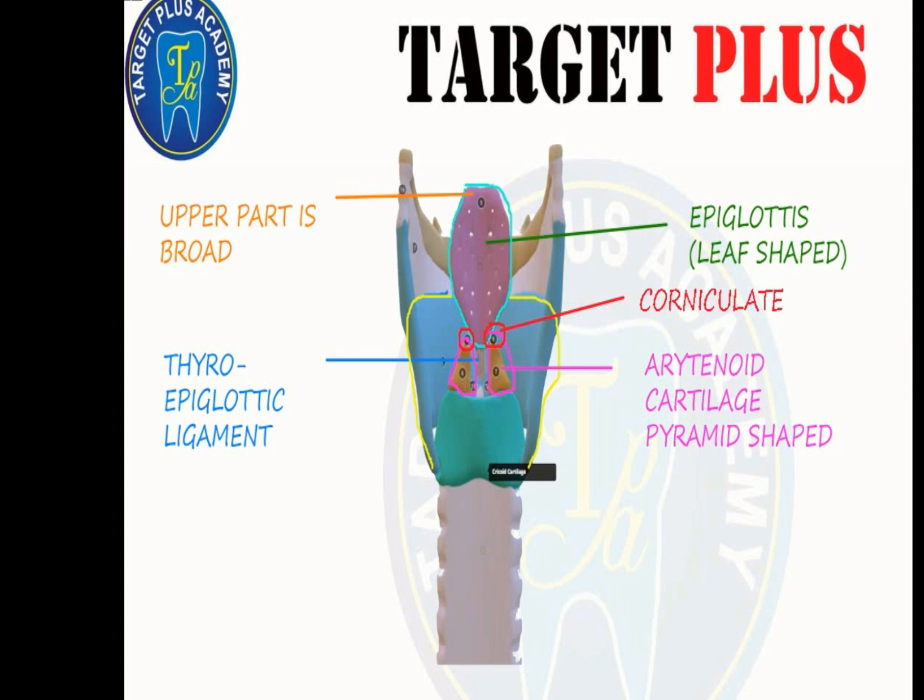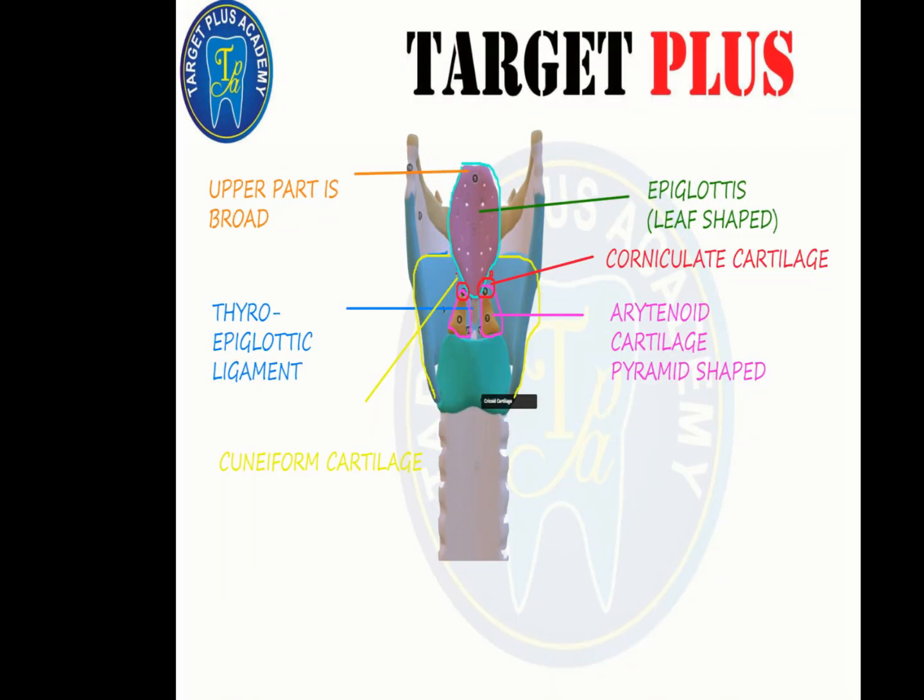Corniculate cartilages, or these are known as Santorini cartilages. These are small conical nodules which articulate with the apex of the arytenoid cartilage. Next is the cuneiform or Wrisberg cartilage. These are two small rod-shaped pieces of cartilage placed in the aryepiglottic fold just ventral to the corniculate cartilage.